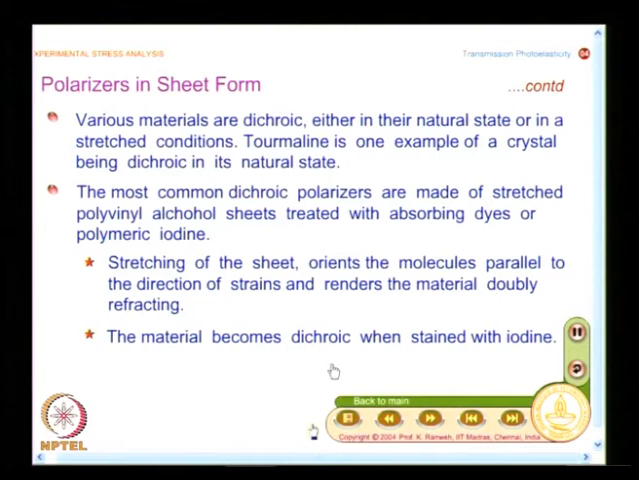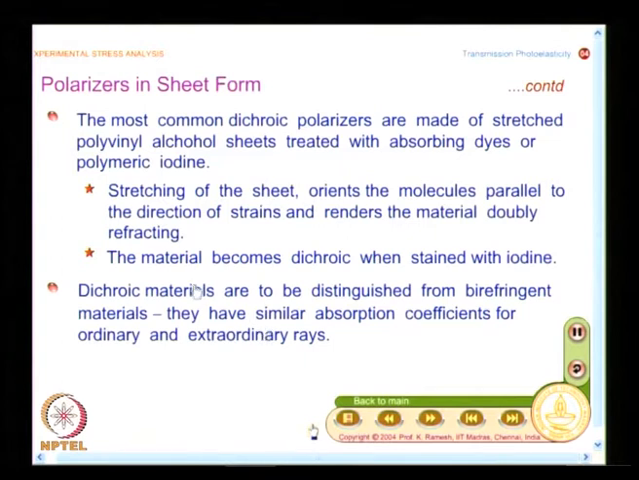And the material becomes dichroic when stained with iodine. Dichroic means it absorbs one component of the light vector and allows the other component. So, essentially you get plane polarized light. And you should also make a distinction, and this is very important. The dichroic materials are to be distinguished from birefringent materials. Birefringent materials have similar absorption coefficients for ordinary and extraordinary rays.